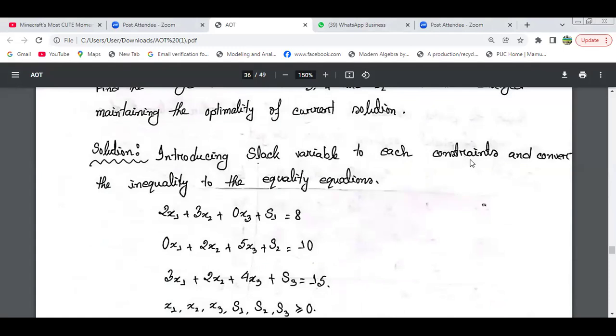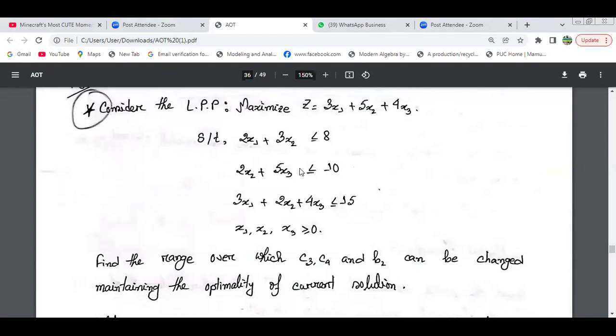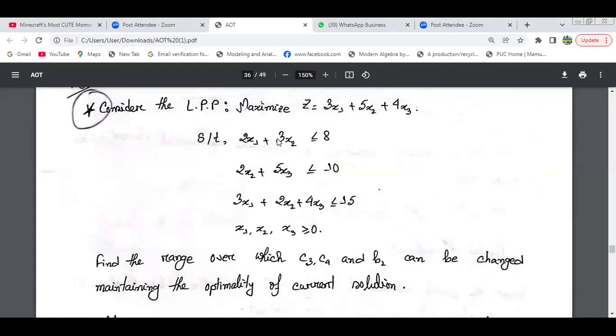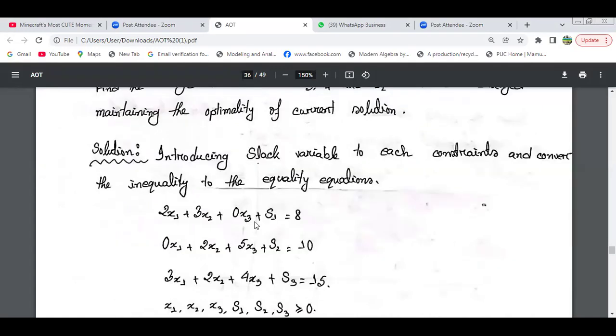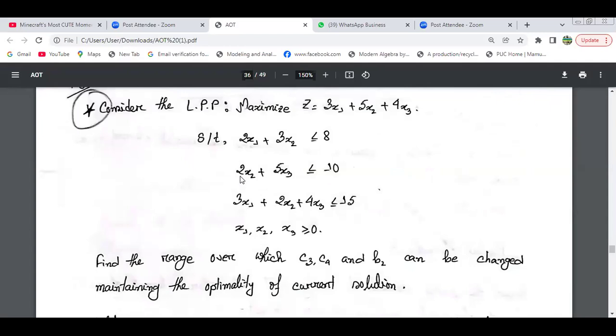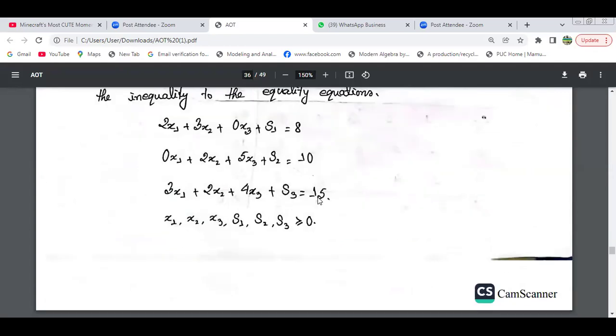Now introducing the slack variables to each of the constraints and making the inequalities into equations. That means first constraint adding s1, second constraint s2, third constraint s3. That means 2x1 plus 3x2 plus 0 into x3, because the x3 variable is absent here, plus s1 equals 8. In the second constraint x1 is absent, so 0 into x1 plus 2 into x2 plus 5 into x3 plus s2 equals 10. Similarly, the third constraint equals 15. So in this part, we get 6 variables: x1, x2, x3 decision variables and three slack variables.